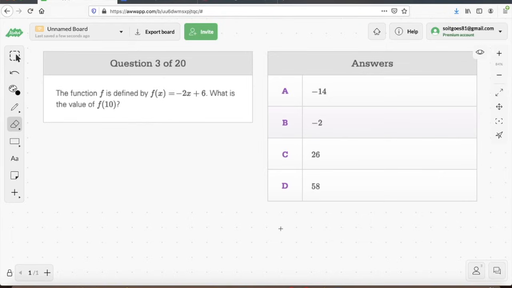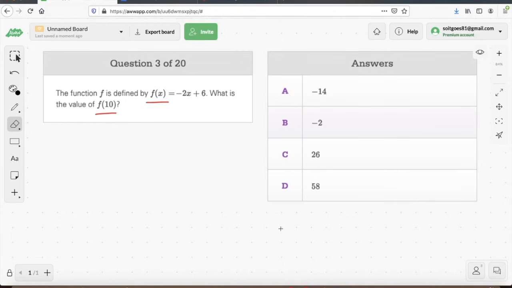Go ahead and read this question for me. We'll talk about functions in general, and I'll show you exactly how to solve this. The function f is defined by f of x equals negative 2x plus 6. What is the value of f of 10? So that's actually read f of 10, right?